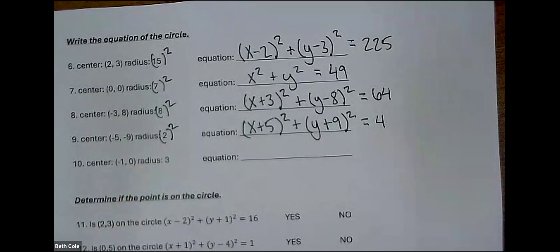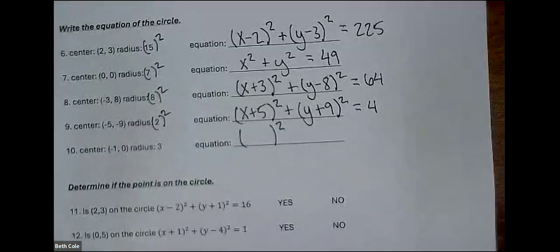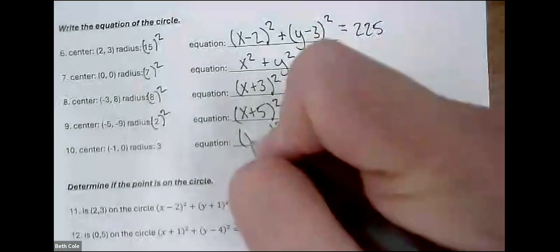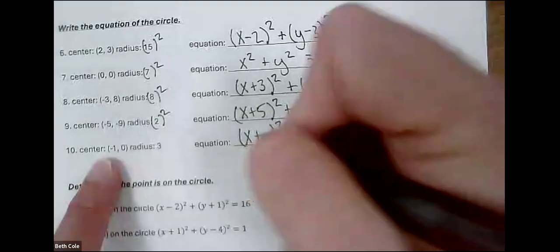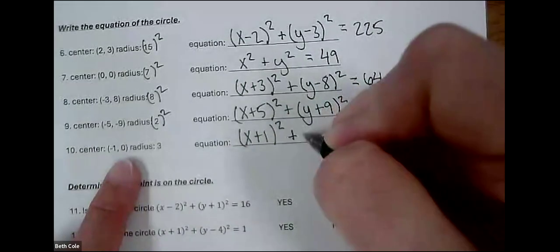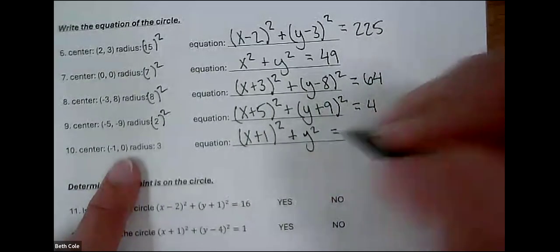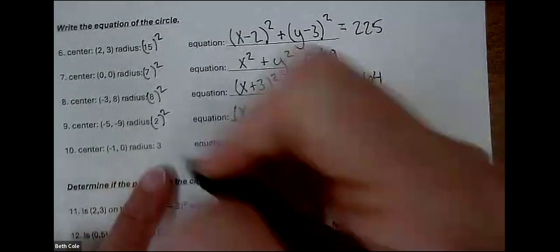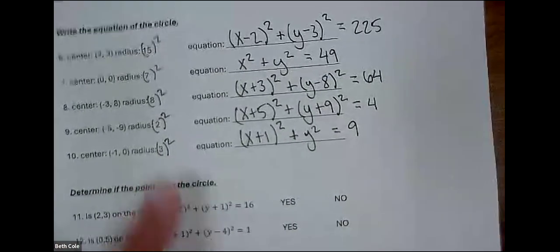Cool. One more and then we'll do a different kind of problem. All right, so blank squared, your x is negative 1. So again, do the opposite. It's going to be x and then what? Plus 1. Perfect. Opposite of what's there. Now the y is 0, so I don't need parentheses at all. I can just put y squared. If it's 0, you don't even need to do anything with that. Equals, and then we're going to do 3 squared. So 3 times 3 is 9. Good job. Cool.